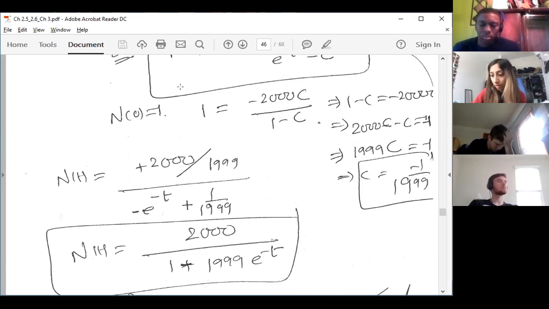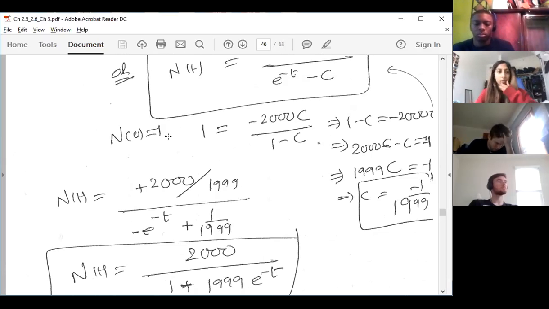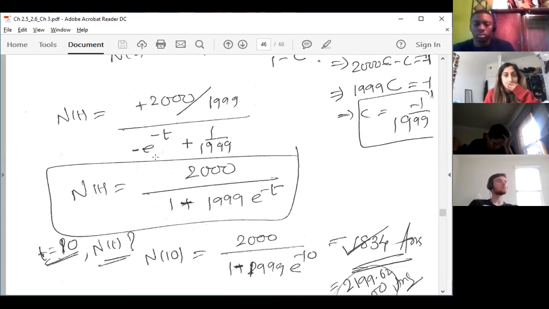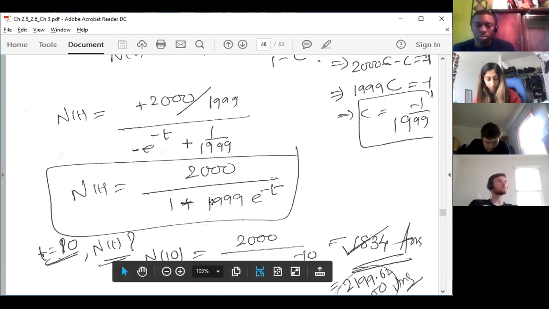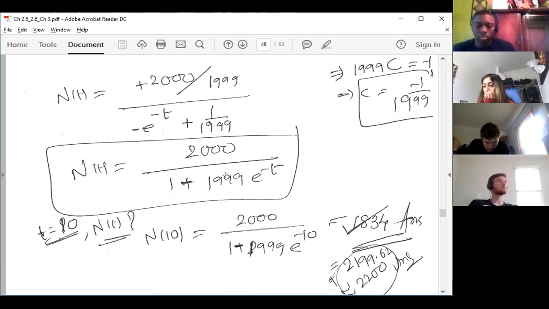Plug that value over here in this latest equation. Divide by 1999. Last time we divided by 999. Here it is 1999. So divide by this number, you're going to get this one: 2000 divided by 1 plus e to the power negative t, negative 1999. And now it says that there is no k over here.